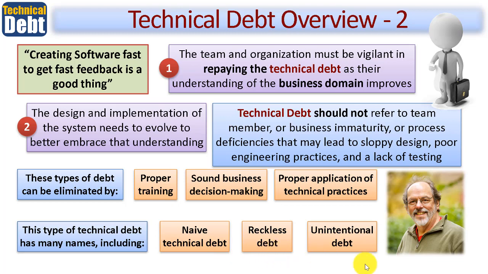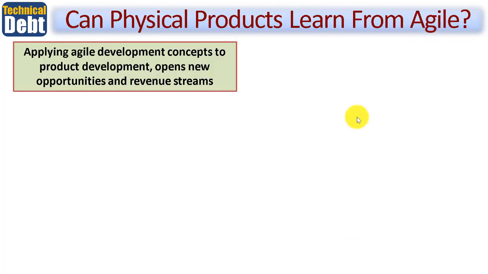So in this fairly short module, I've got one question to ask you, and it's an important one. Can physical products, and I've used that in the broadest sense, learn from Agile, and certainly from the development of software from where technical debt emanated? And the answer is positive.